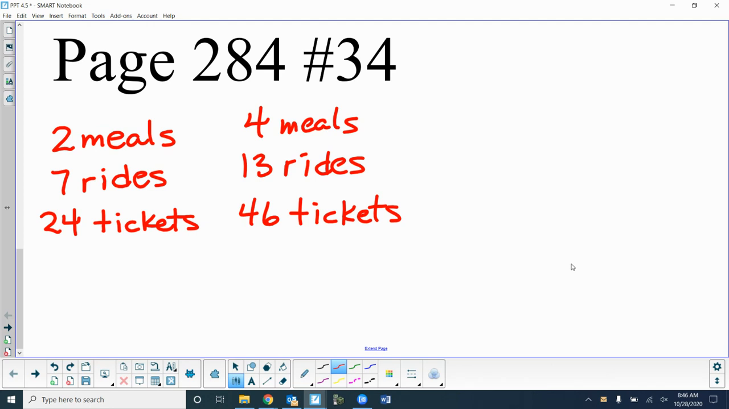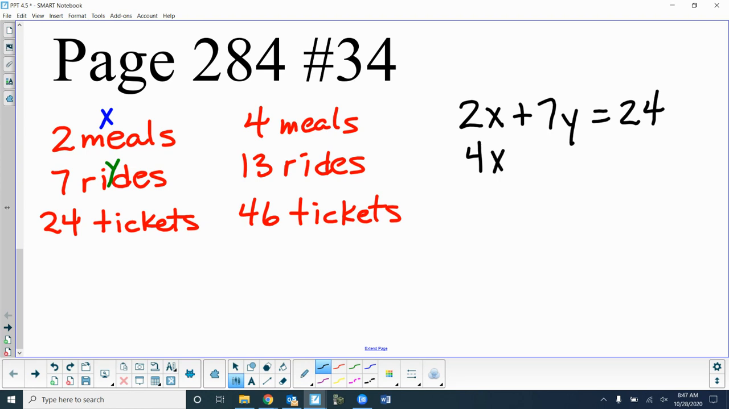Wait, meals was X, right? Right. Meals were X and rides were Y. 2X plus 7Y equals 24. Yeah, that's pretty easy. 2x plus 7y is 24. What's the other one? 4X plus 13Y equals 46. So there's our system of equations.